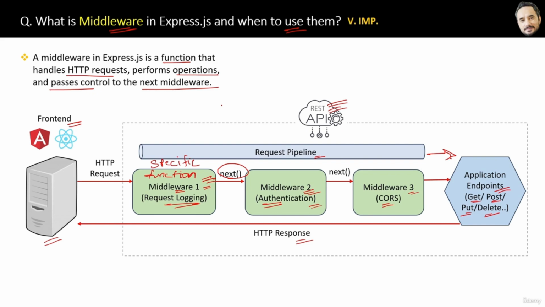Alright, now in upcoming questions, we will explore the middleware implementation. How to implement middleware in Express? See, there are 4 simple steps for creating and using middleware in Express. Okay, let me show you.